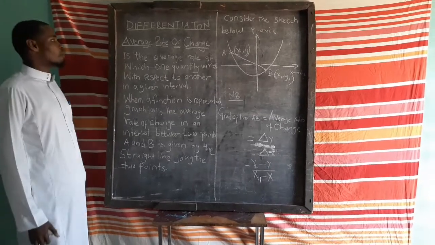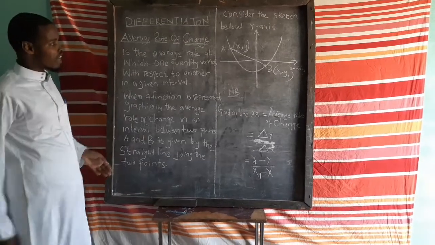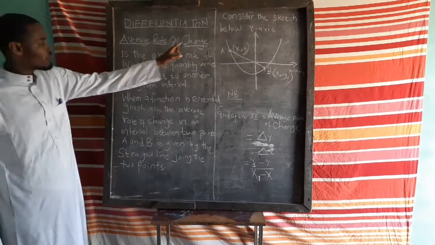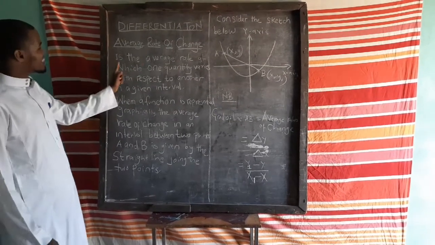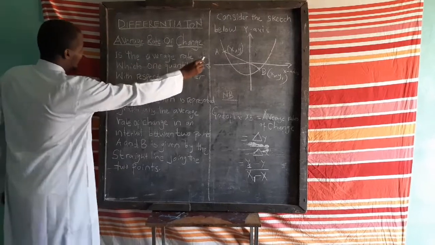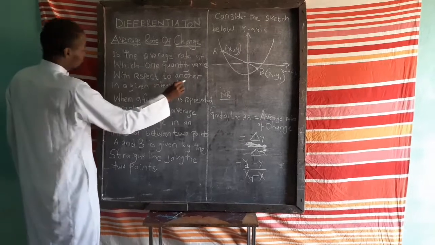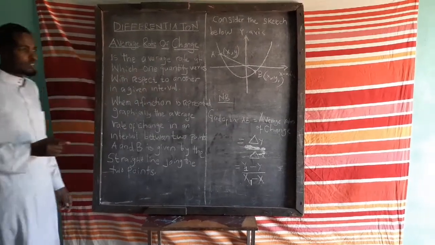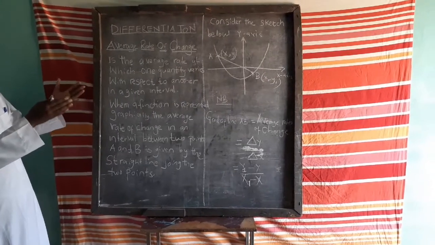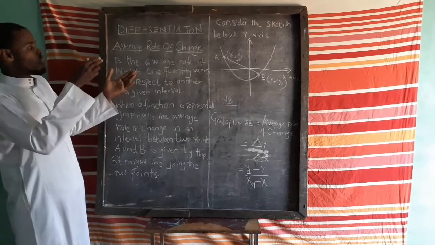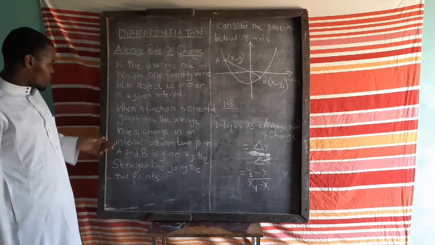My students, today our subtopic that we are going to learn and simplify further is average rate of change. Average rate of change is the average rate at which one quantity varies with respect to another in a given interval. For instance, you will be given 2 points, then you compare the rate at which the 2 points are changing from one point to another.